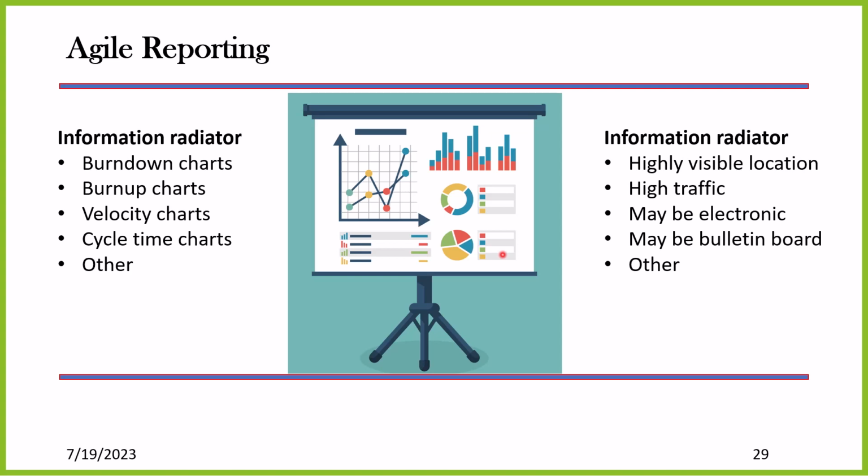This information radiator is going to be posted. Maybe it's on a whiteboard in a hallway or in the room where you're working. Maybe it's an electronic board, but everything about the project's progress is posted in that information radiator. For example, the burndown charts, burnup charts, velocity charts, cycle time. Your backlogs can be posted there. Your risk list can be posted there. All sorts of things can be posted in this information radiator. And people can very easily see how the project is progressing by reviewing that information radiator, whether it be electronic or a physical board of some type.